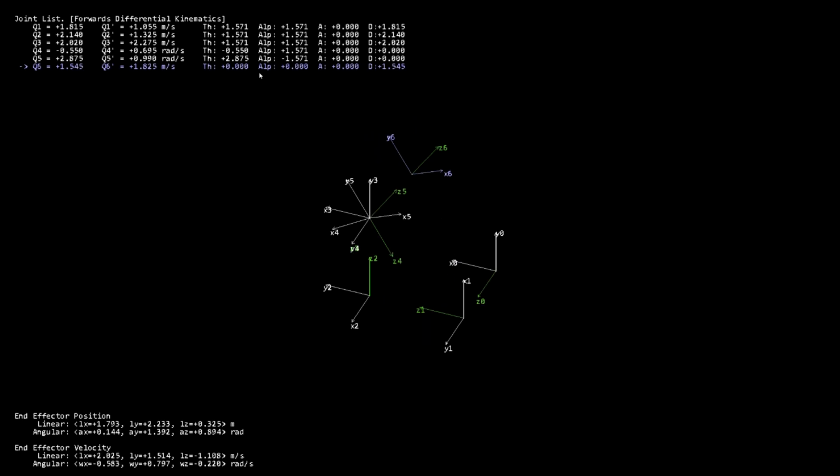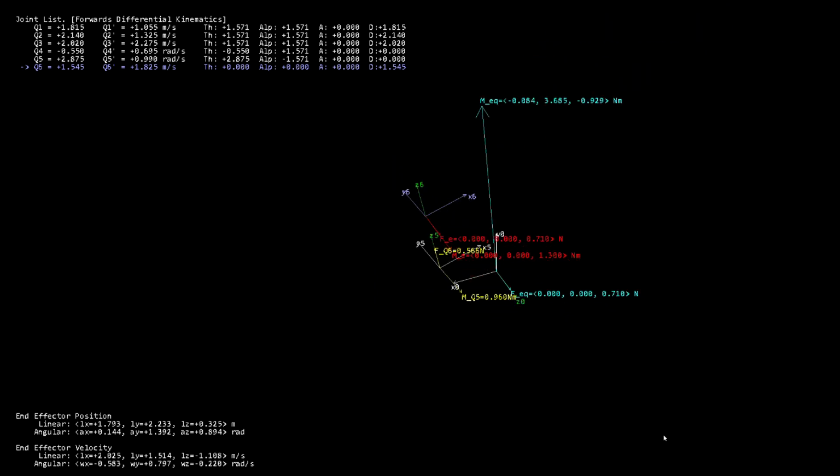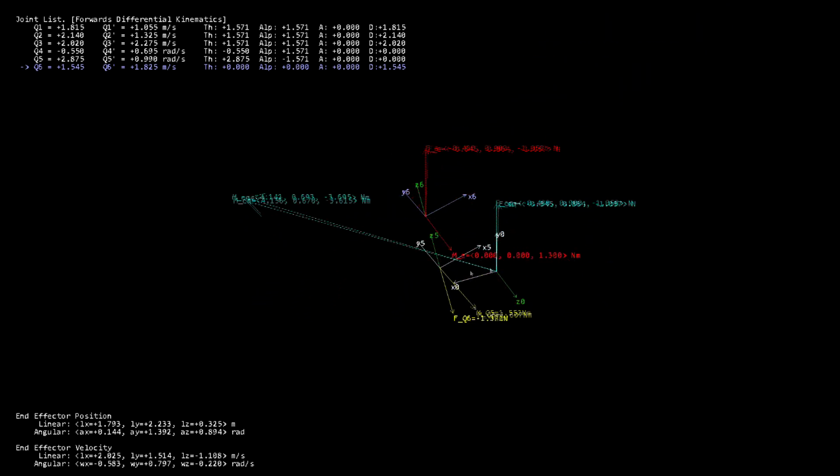This simulation supports analysis of a force and moment applied to the end effector. We can see that when we transform this couple to the base frame, while the force moves directly, the moment changes based on the end effector position.